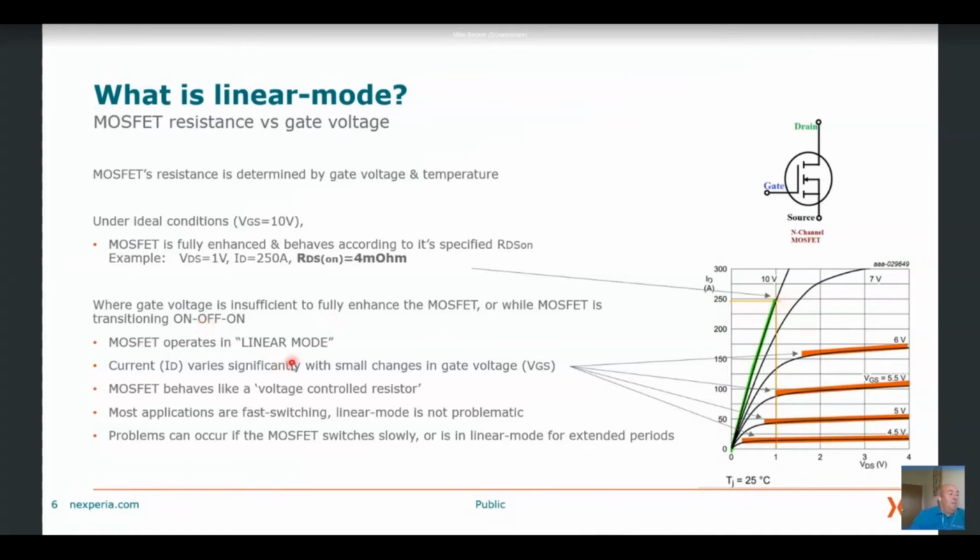But when the voltage on the gate is below 10 volts, then the MOSFET behaves very differently. And we call this area that's colored orange the linear mode part of the curve. In this area, the MOSFET behaves like a voltage controlled resistor. And you can see a small change in the gate voltage will give you quite a significant change in the current that it can handle.